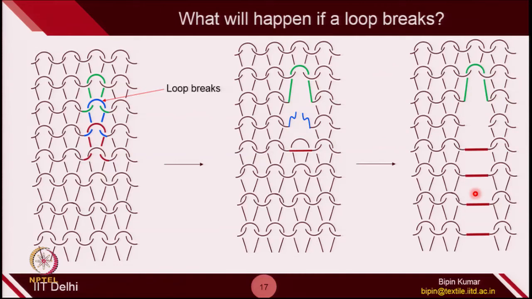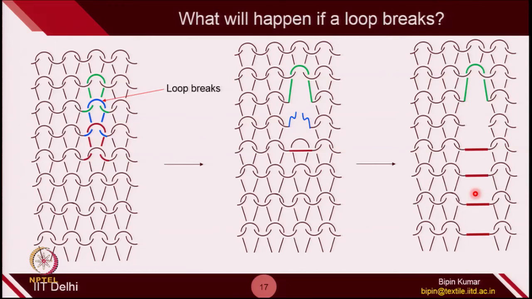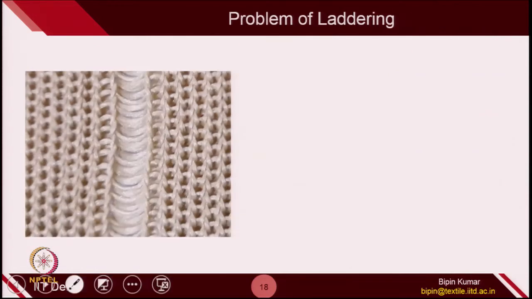So, it is extremely important to take extra precautions in creating intermeshing points for each old loop. If any loop is missed, then it is going to affect the loops in the same column. I have a fabric structure with me where you would be able to actually see how the appearance of the fabric will change.